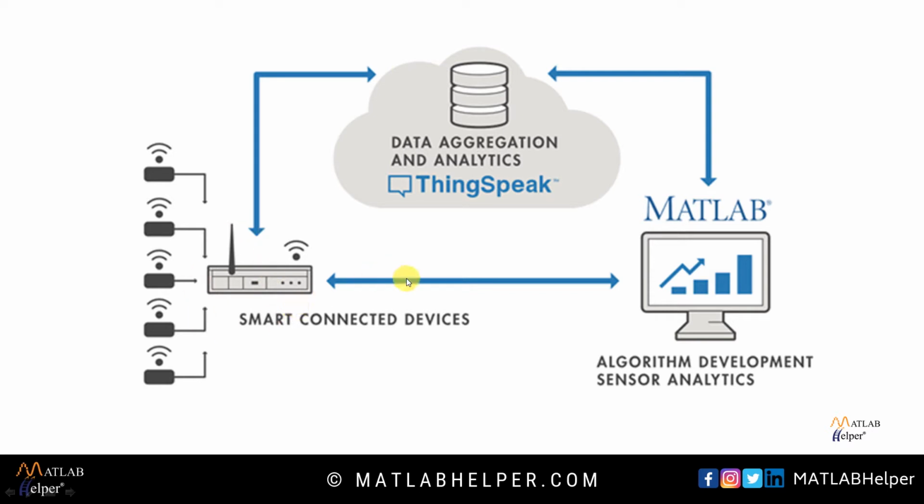So an IoT system includes all these three elements and ThingSpeak fits in the cloud part of the diagram. This data aggregation and analytics part is the ThingSpeak that we are going to use, and it quickly collects and analyzes the data from the internet connected sensors or things. So this was all about the flow diagram of an IoT system.